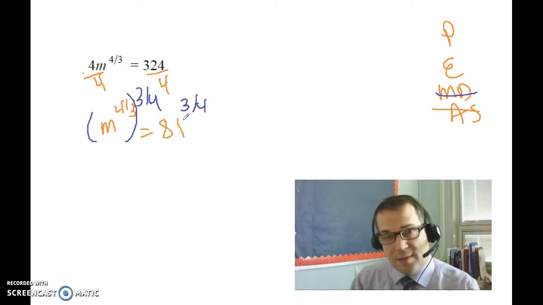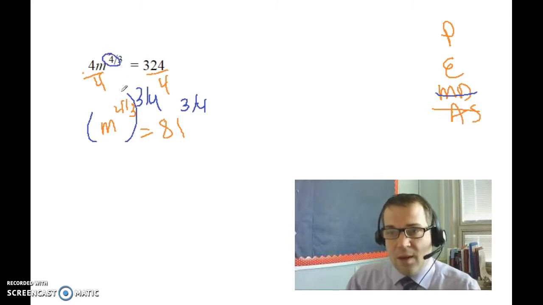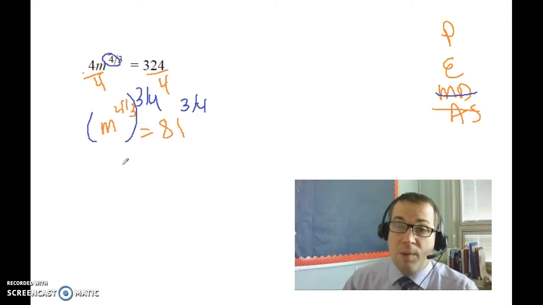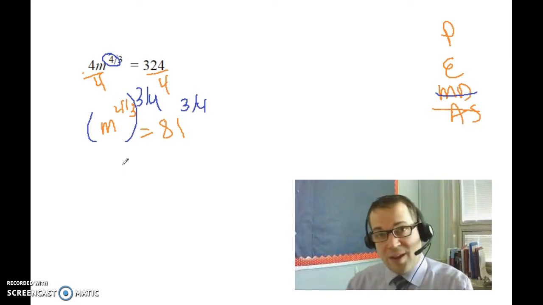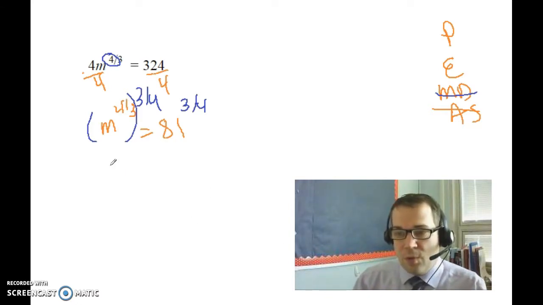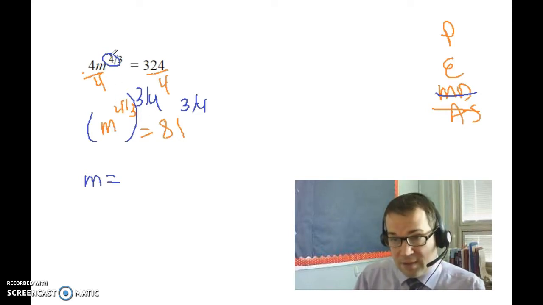3/4. Now, in this case, because the numerator of the original problem was even, I need to put a plus or minus on my answer after I get rid of that. So on the left side, of course, the 4/3 and the 3/4 multiply to make 1, effectively canceling out the power. And I'm going to put a plus or minus because this was an even number. And I've got to figure out what 81 to the 3/4 power is.